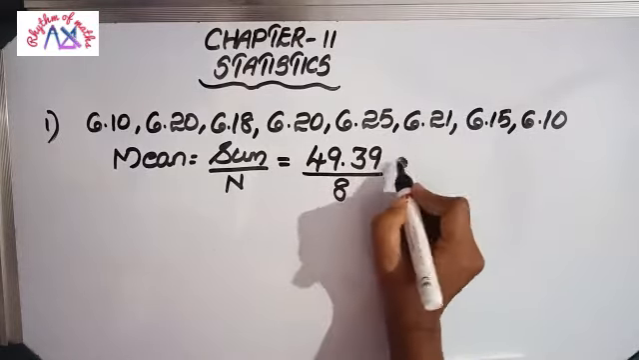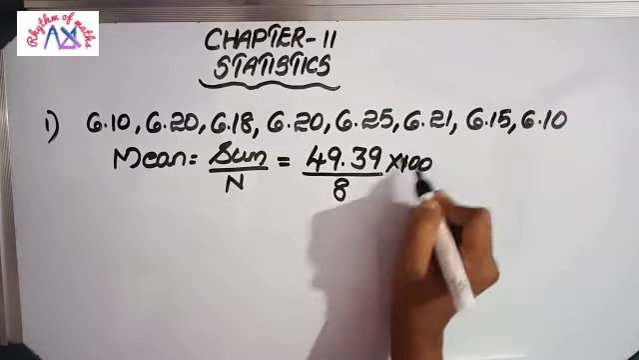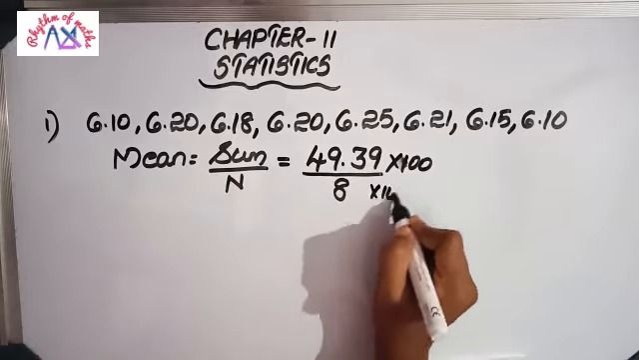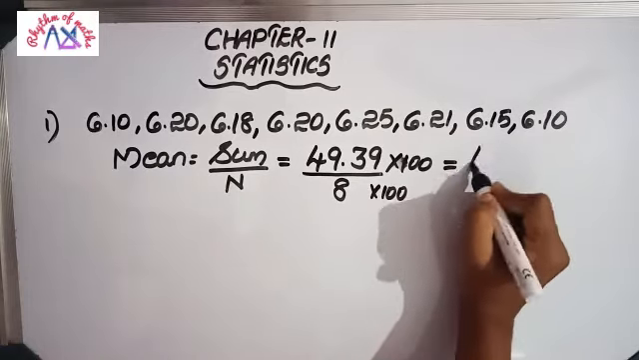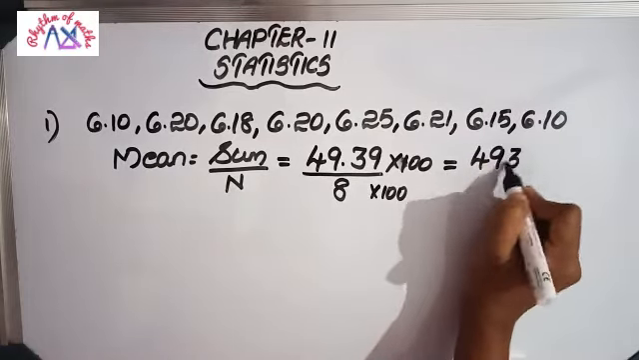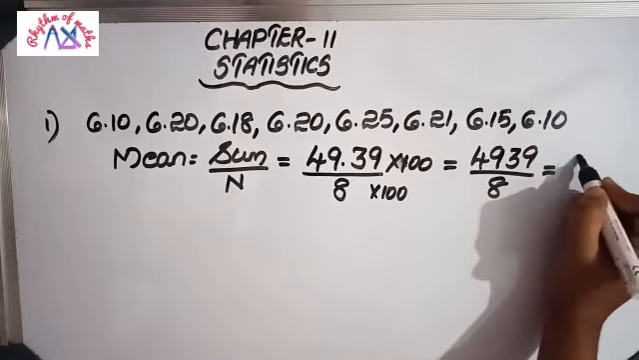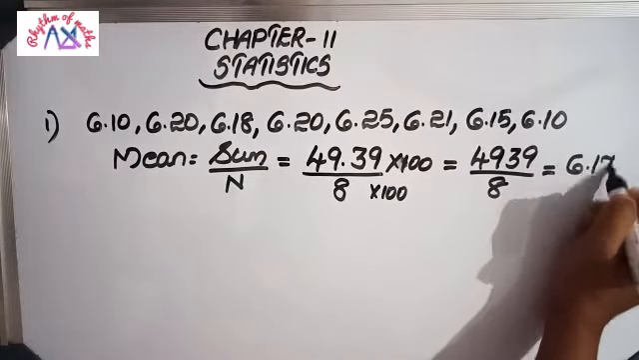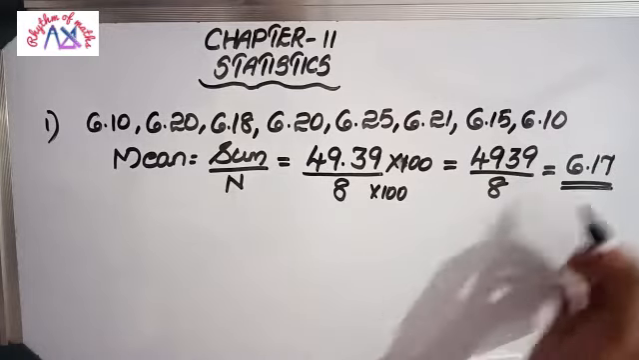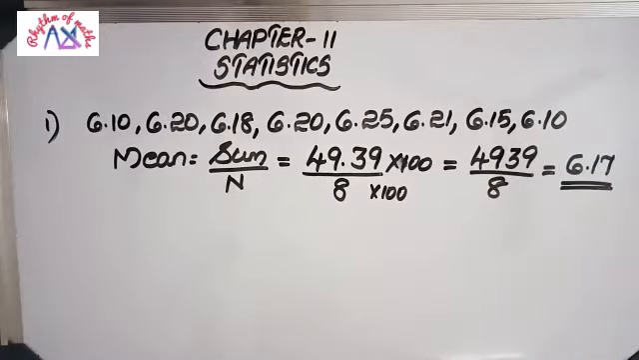In order to avoid the decimal, you can multiply with 100. So you will get 4939 divided by 8. So the final answer will be 6.17. Okay, so 6.17 is the mean distance. Next is to find the median.